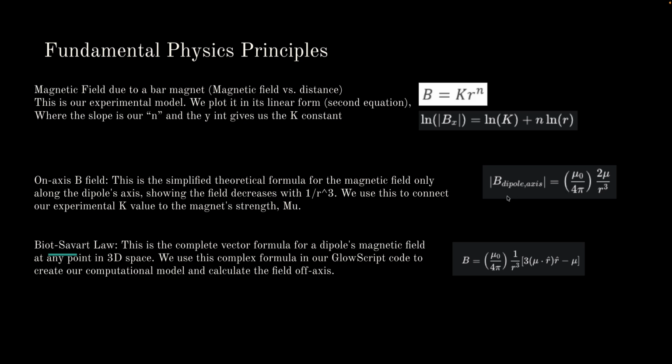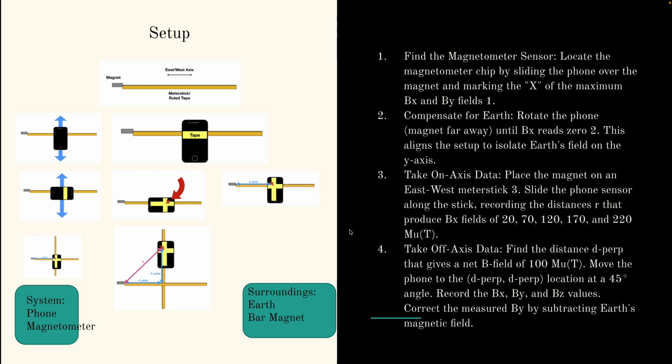First, we'll create an experimental model by plotting our measured ln Bx versus ln r data, where the slope will be our distance dependence n, and the intercept will give us our magnet's magnetic dipole moment mu. Next, we'll plug this experimental mu value into a closed group computational model that uses the Biot-Savart law to visualize the 3D magnet field. The final goal is to test our model's accuracy by comparing its 45-degree field prediction to our actual off-axis measurement from the lab.